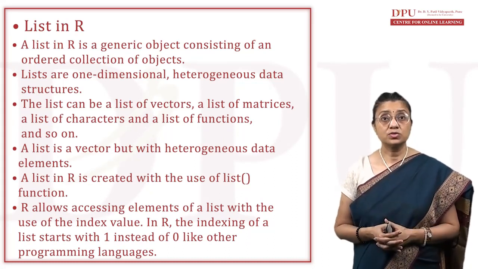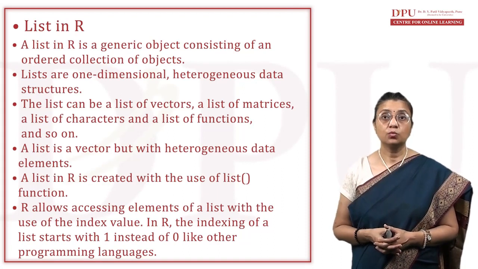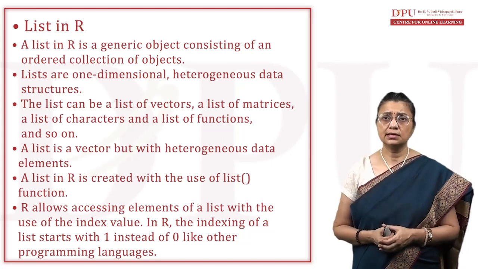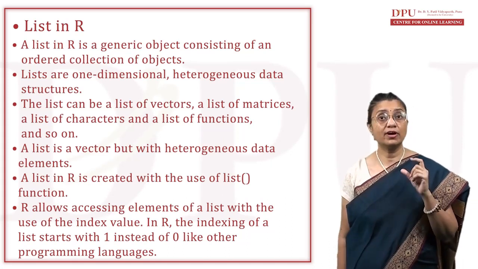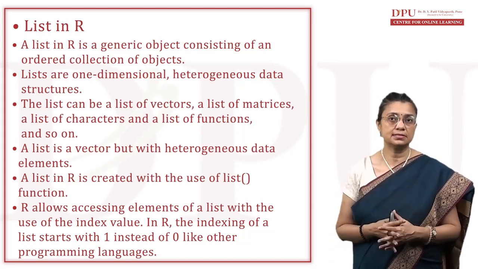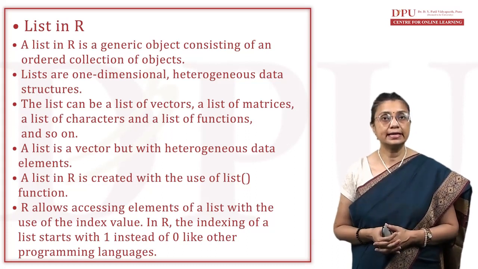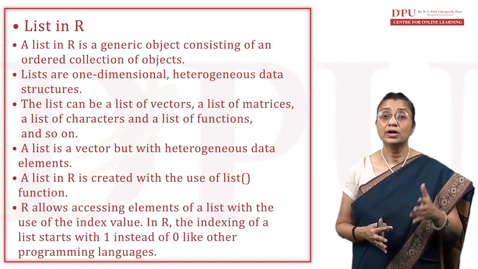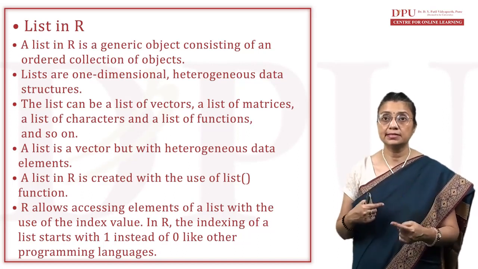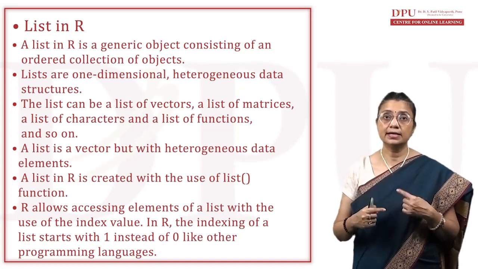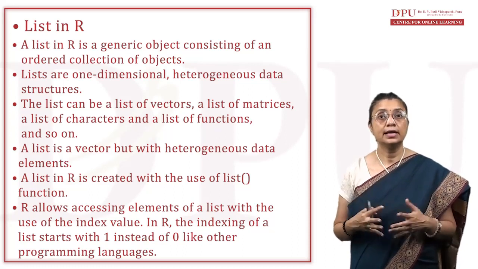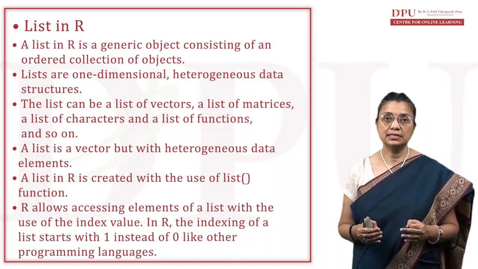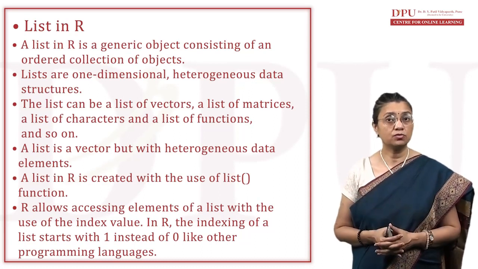R allows accessing elements of a list with the use of the index value. So this is something that we have to understand: when we are accessing a value in a list, how will we access it? There is something called an index. The way we have an index for everything, the same way for a list also, every element is given an index number. In R, the indexing of a list starts with 1 instead of 0, unlike other programming languages. So mainly we can say that indexing starts with 1 and not with 0.